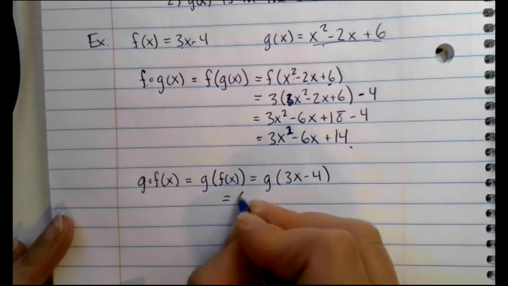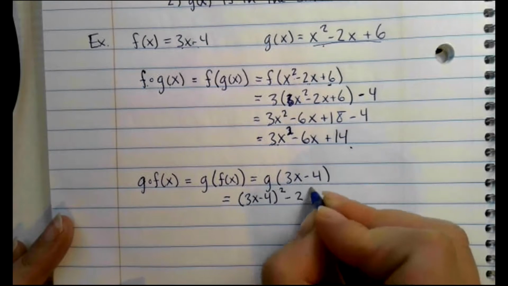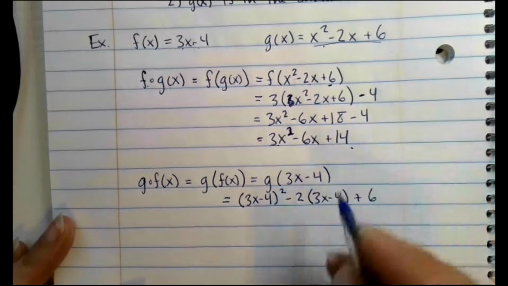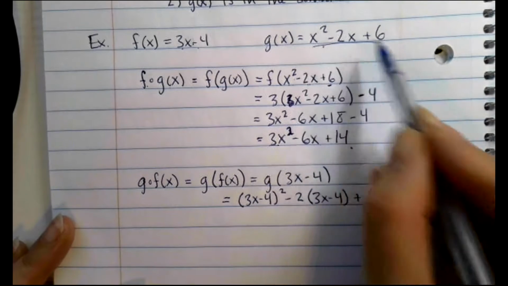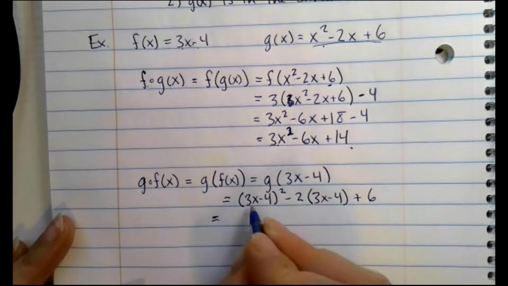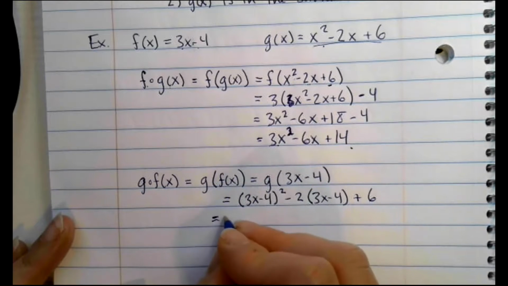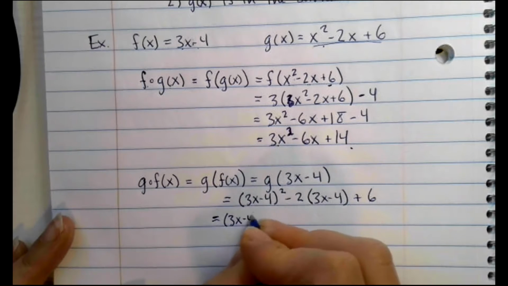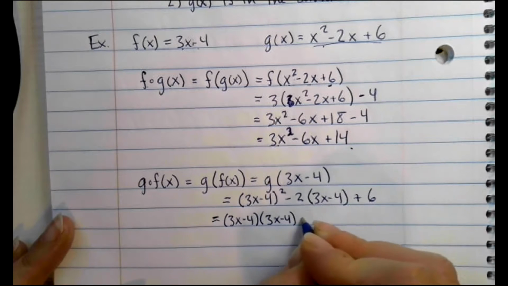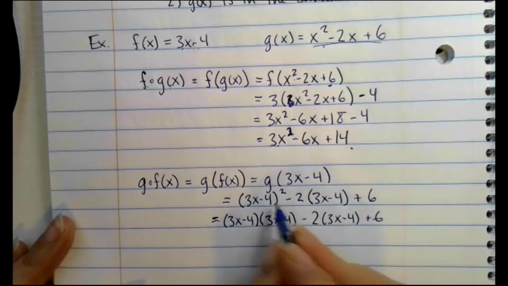Let's take this 3x minus 4, square it, minus 2 times 3x minus 4, and then add 6. Right? So here in our original, everywhere there was an x, we plug in 3x minus 4. And then we simplify. In order to do that, 3x minus 4 squared is 3x minus 4 times 3x minus 4, so we have to expand that.